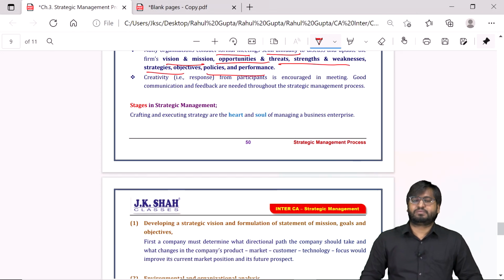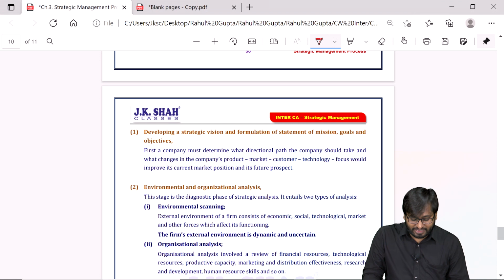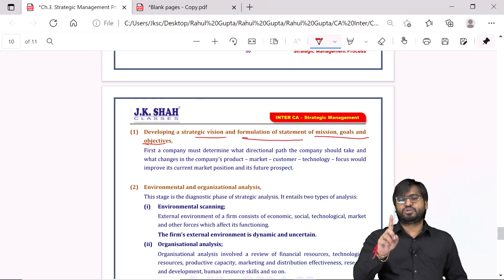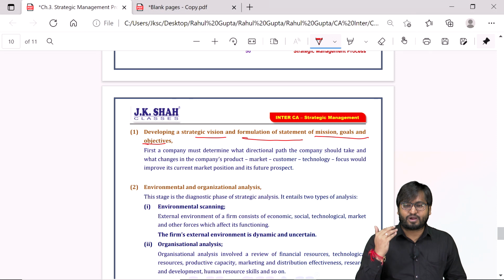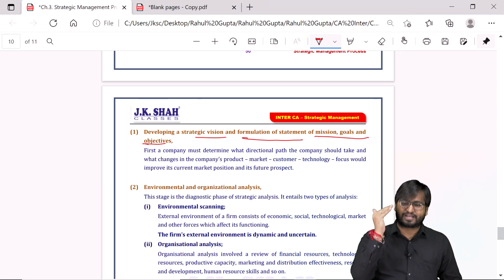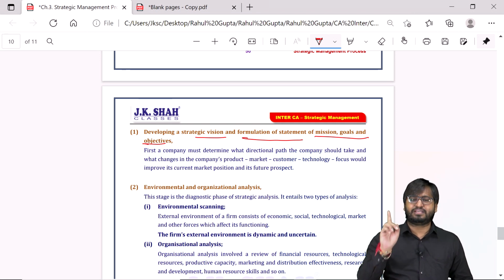Stages in strategic management. Number 1, developing a strategic vision, formulation and statement of mission, goals and objectives. So this is your first step. What sort of company you wish to become in future, for that what you are doing currently, what is your goal, what is your target, everything is the first step.